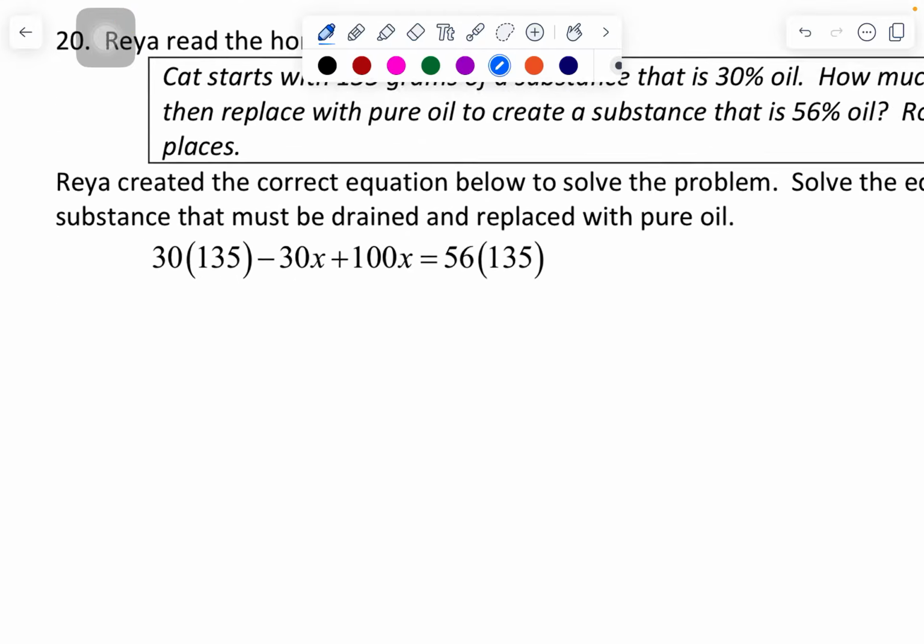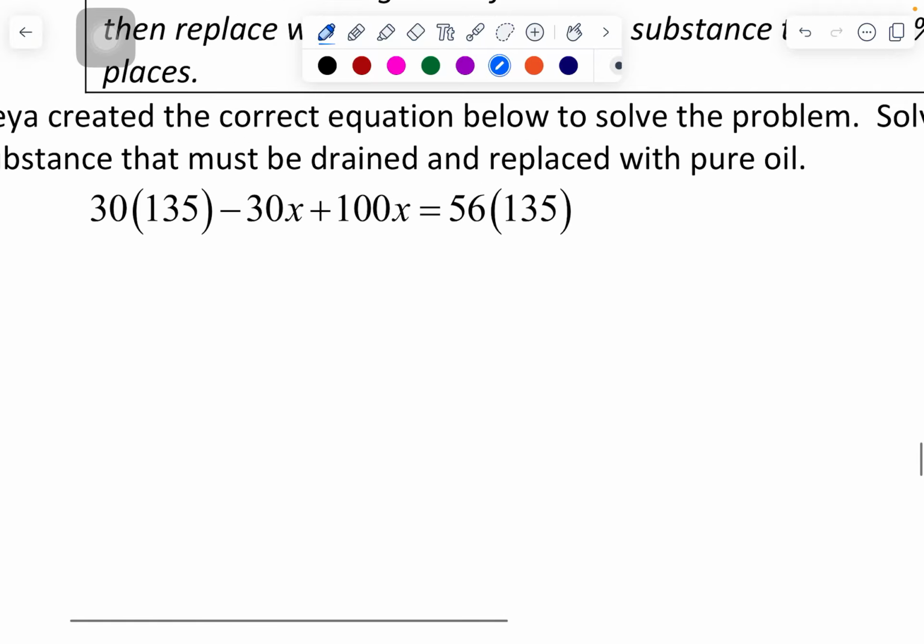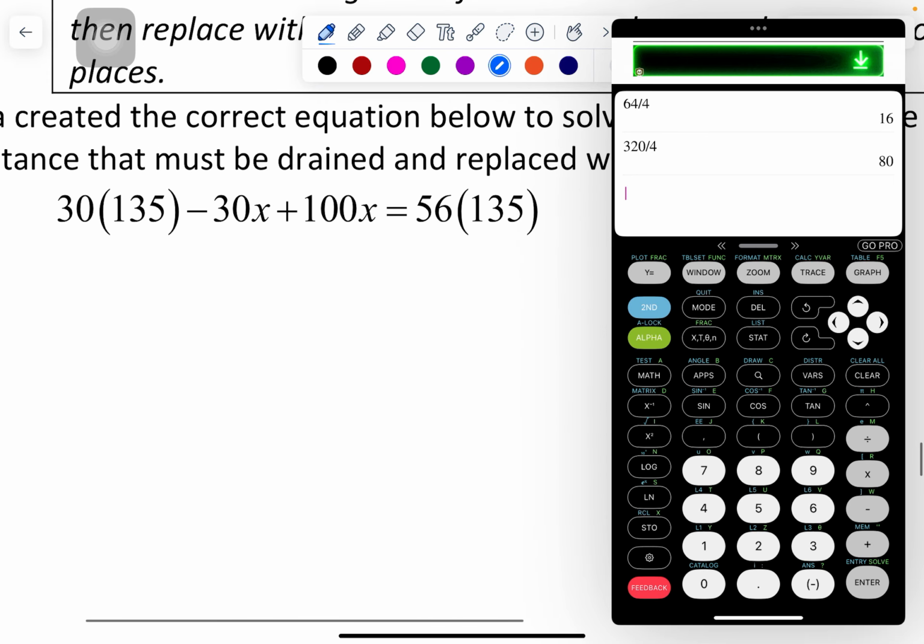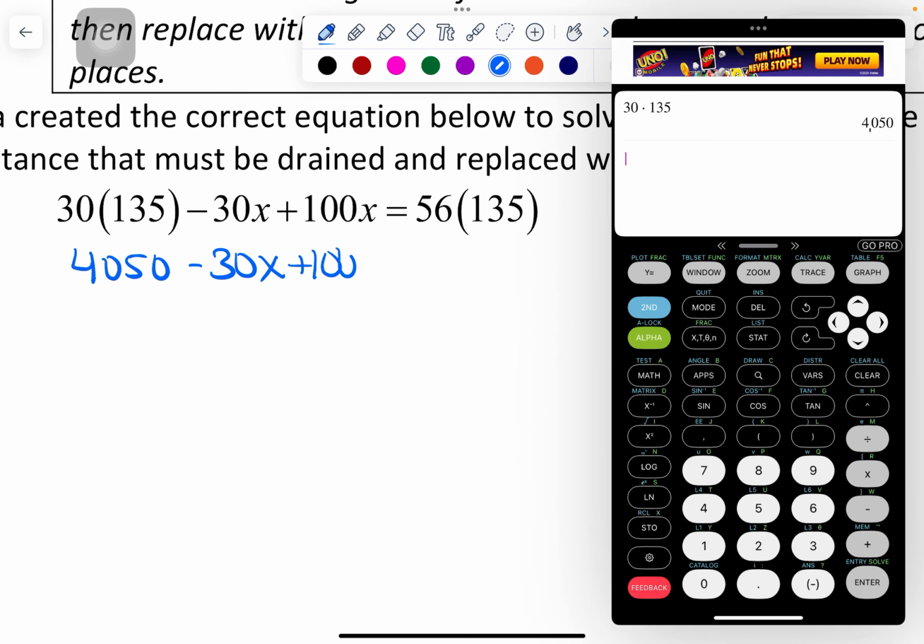All right. So we're going to solve this equation, and let me grab that calculator back because some of these numbers not happening in my head. So 30 times 135, so 4050 minus 30x plus 100x equals, let's see, 56 times 135. Let me clear that out and try this again with my fingertip as opposed to using the Apple Pencil. So 56 times 135, there we go.